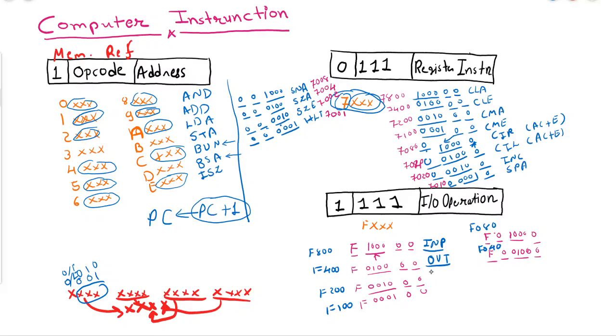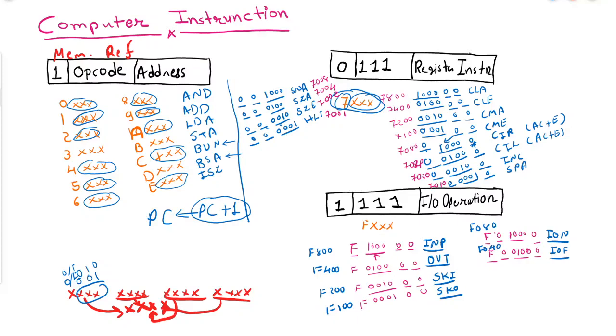Next is F200. F200 means SKI. Here, if the input flag is set, then the program counter will be incremented, or you can say the next instruction will be skipped. And here SKO, skip the next instruction if the output flag is set. So it will skip the next instruction, or increment the program counter, if the value of the output flag is 1. The last second is ION, and the last one is IOF.